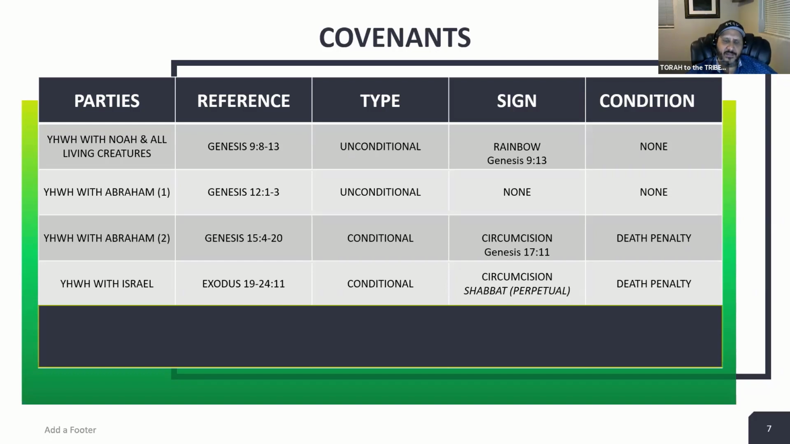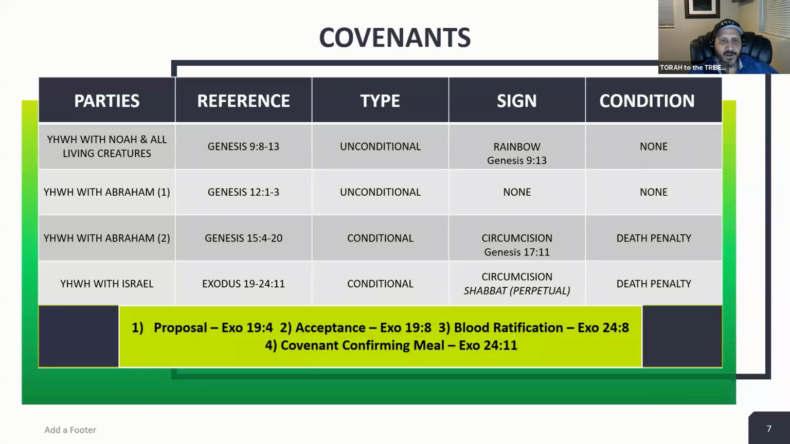So on the proposal here, we have Exodus 19:4: You have seen what I did to the Egyptians and how I bore you on eagle's wings and brought you back to myself. Now, therefore, if you indeed obey my voice and keep my covenant, then you shall be a special treasure to me above all people, for all the earth is mine, and you shall be to me a kingdom of priests and a holy nation. So again, we do have a proposal, acceptance, blood ratification, and covenant confirming meal.